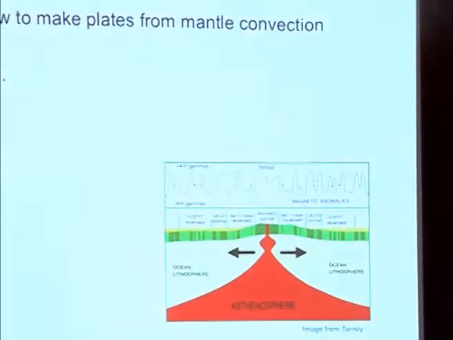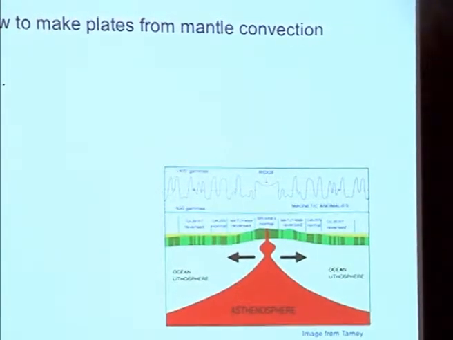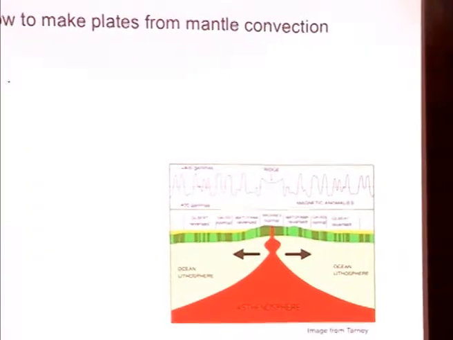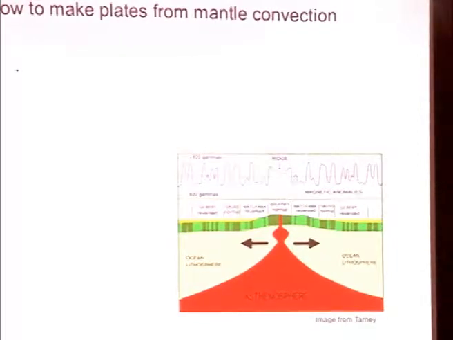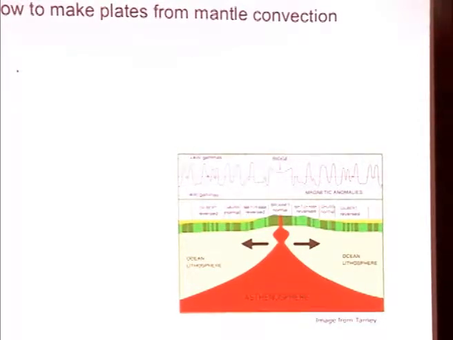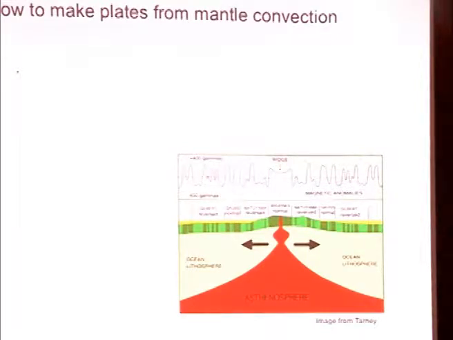One of the questions we still have in the mantle convection game is: how do you make plates from mantle convection? If you read papers or many textbooks, you will come across a phrase like this: plate tectonics is the surface manifestation of mantle convection. I think that's true, but we probably don't know exactly how that surface manifestation comes about.